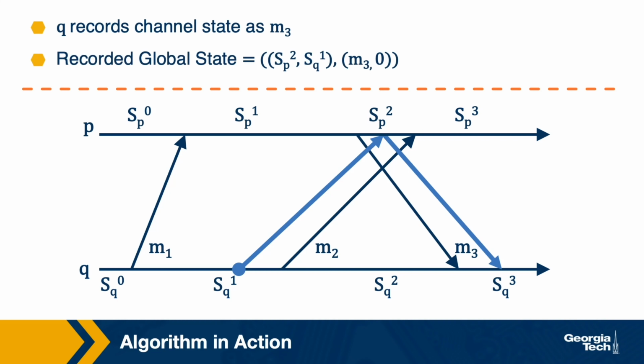Now we have a snapshot, a recorded global state of the system that corresponds to the state of the two processes, SQ1 and SP2, and the state of the two channels among the processes. The channel from P to Q is such that the message M3 is still in transit, and the channel from Q to P is such that it is empty. There are no messages in flight. Clearly, with respect to this state, there is no information that this message M2 was ever sent.